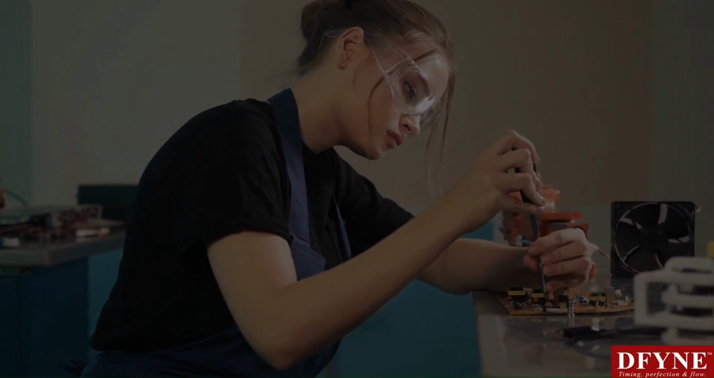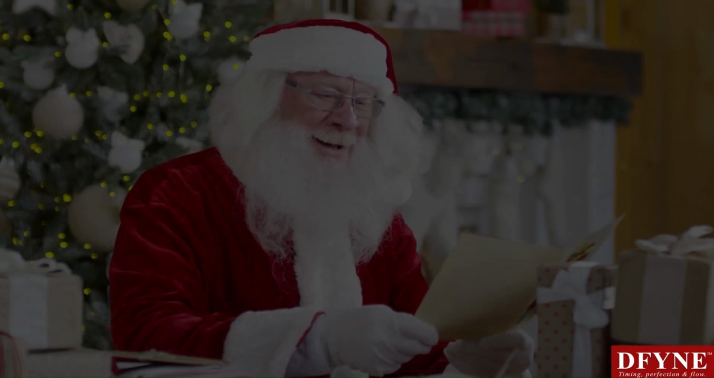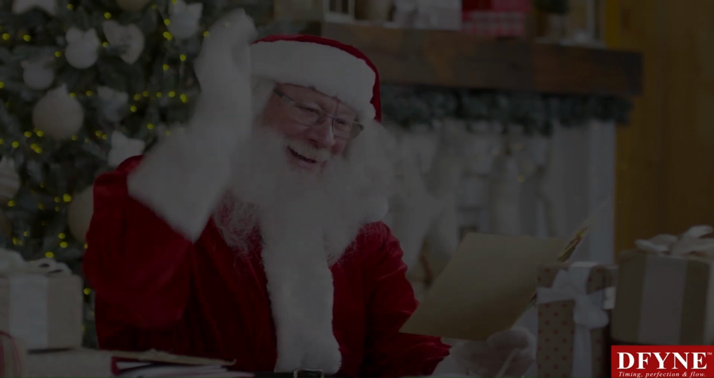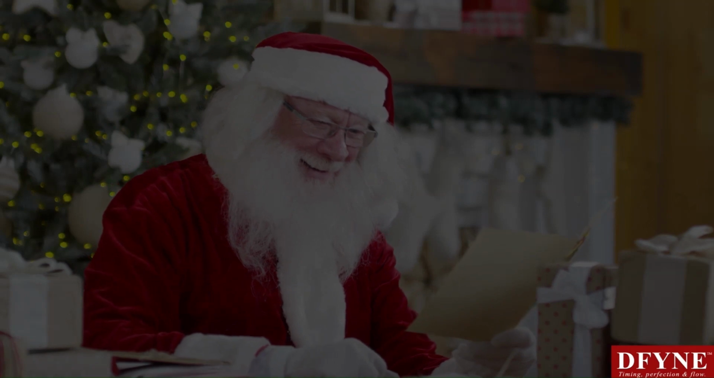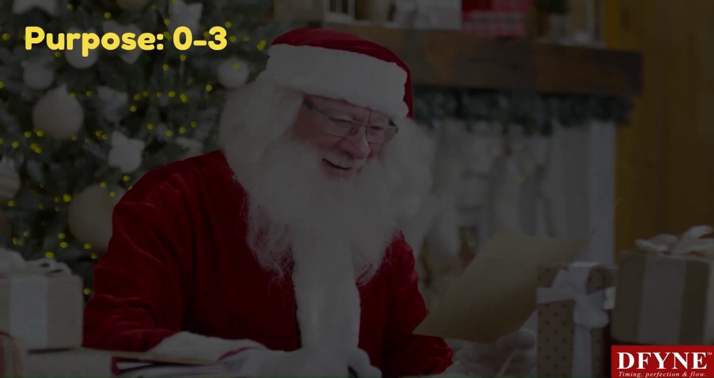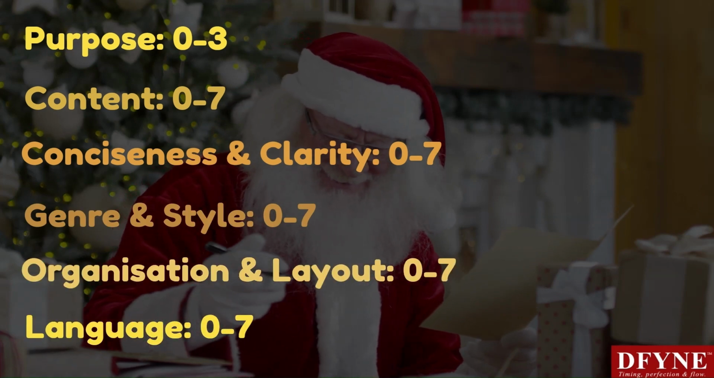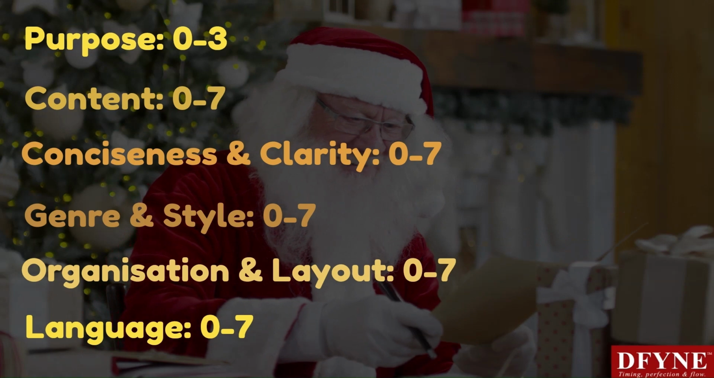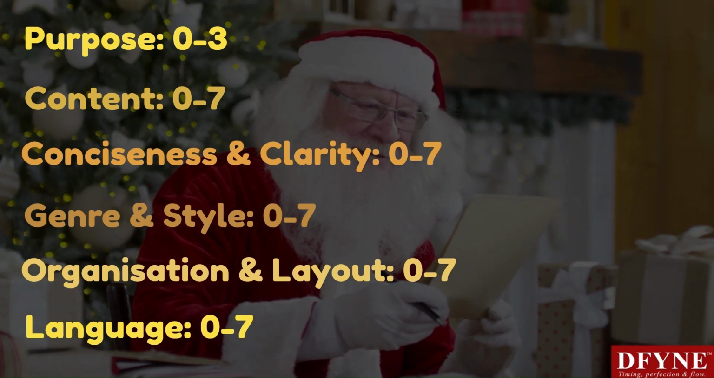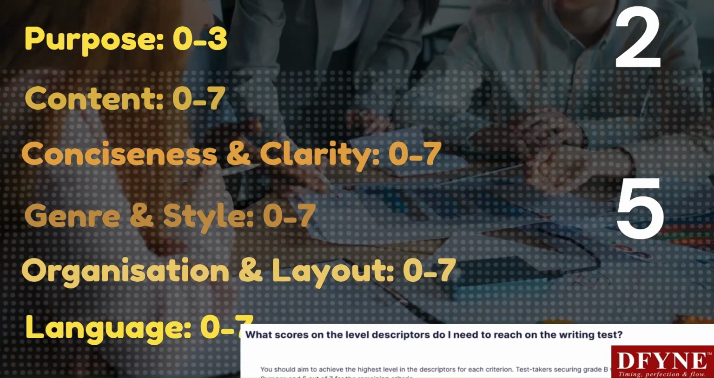What you need to understand is that when it comes down to the task, it's just a letter that is written considering the reader in mind. All these criteria have scores represented by whole numbers. For example, for purpose, it's 0 to 3, and for the others, it's 0 to 7. For a grade B, you'll need at least 2 in purpose and 5 in all the other criteria.